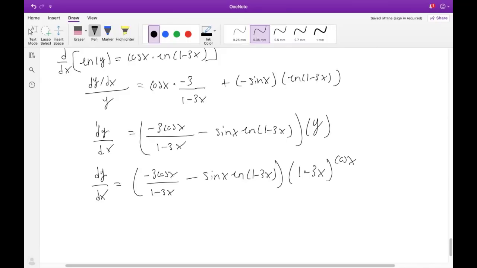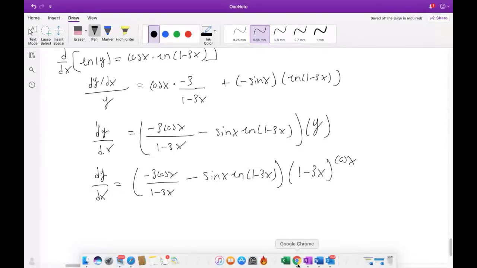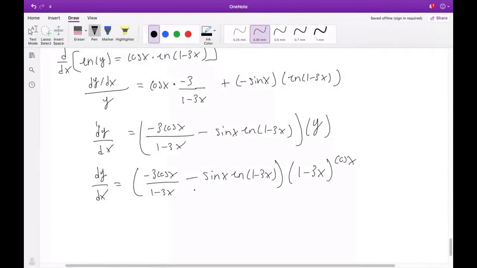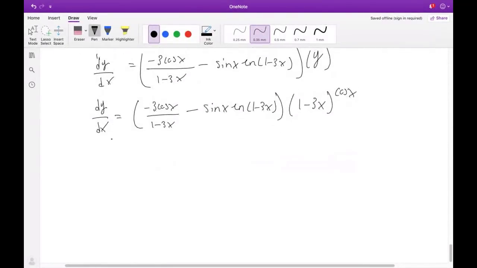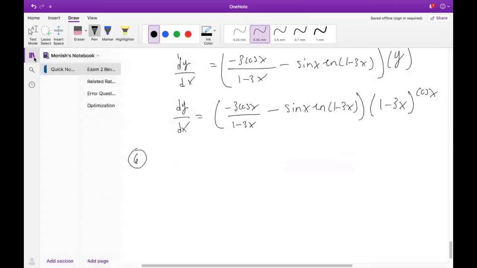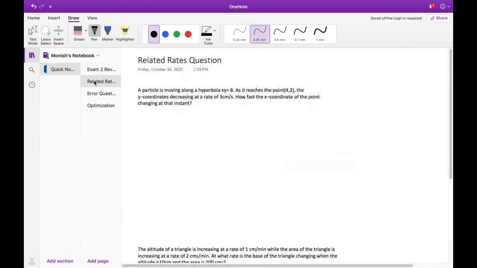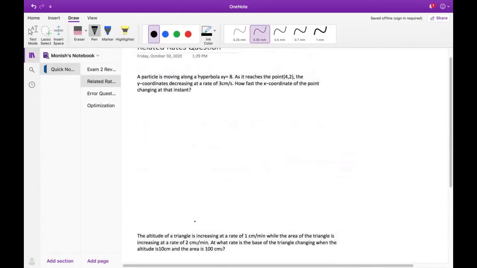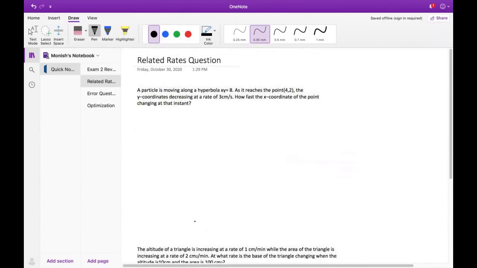Okay, so that's basically logarithmic differentiation. Are there any questions on that? So I'll move on to related rates now, which I'm pretty confident nobody likes. So I'll show you one or two related rates example problems. I got these from your homework. So we can go ahead and work these out.